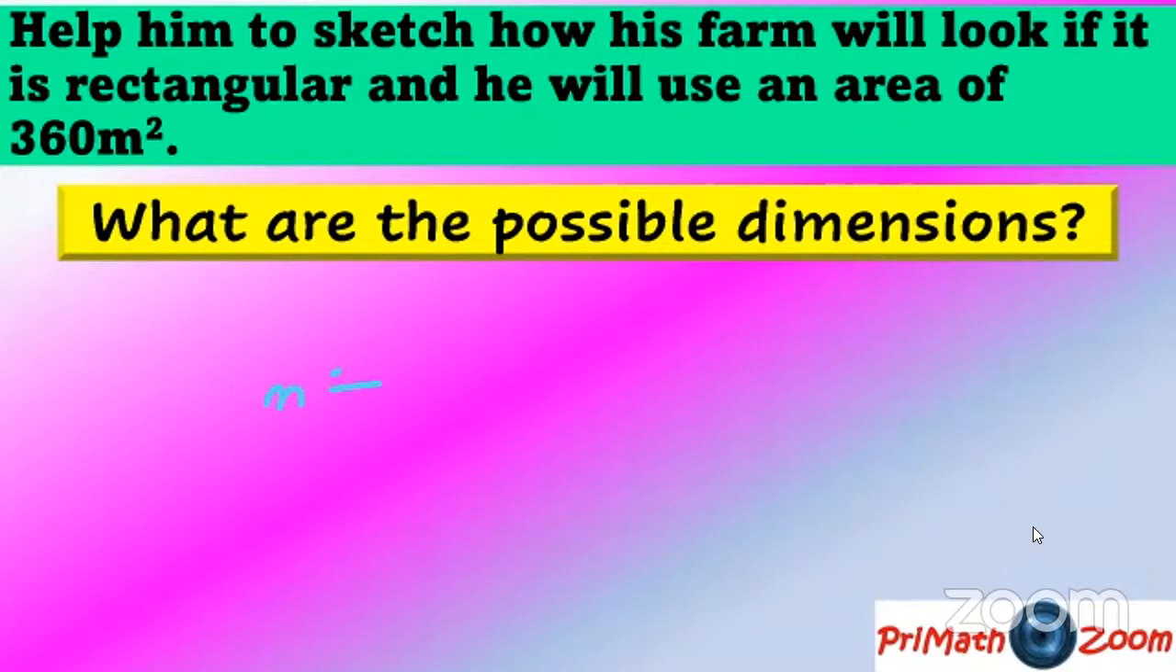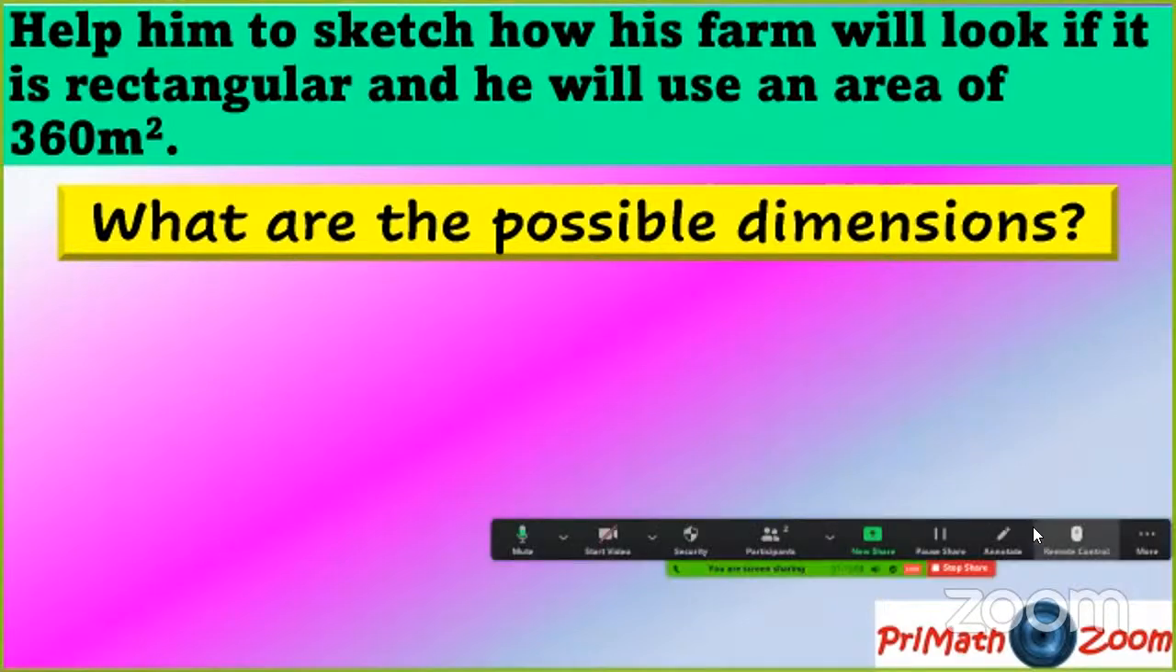So what you guys should be working on now, okay? I'm seeing Jasmine and Treasure saying length, width, and height. Definitely. Those are things we use when we're talking about dimensions. All right, so go ahead, guys, and tell me about the possible dimensions that this 360 square meters farm could have.